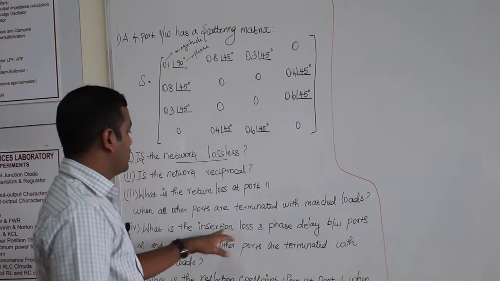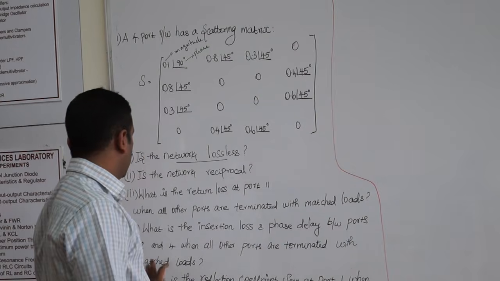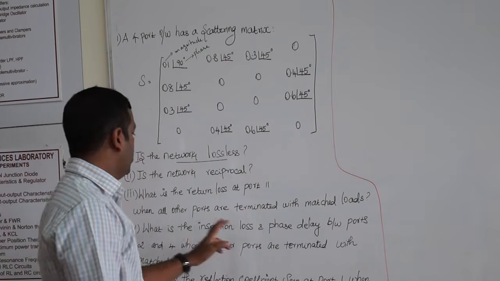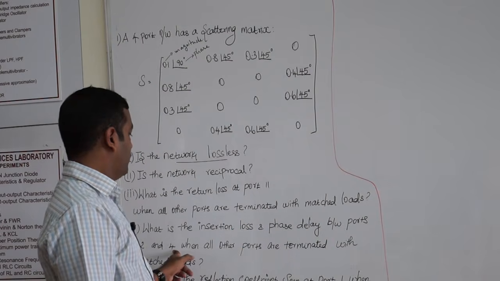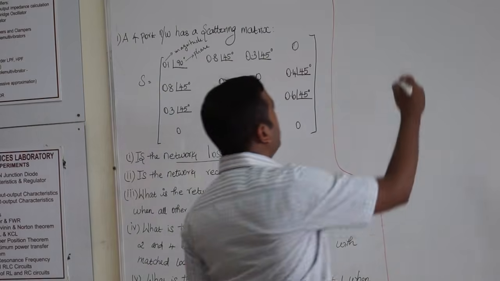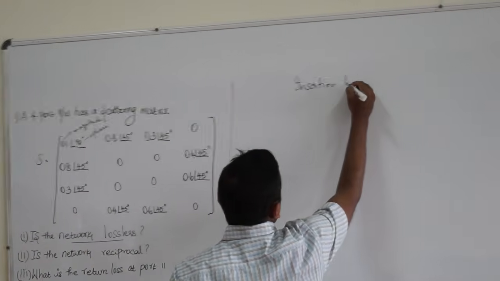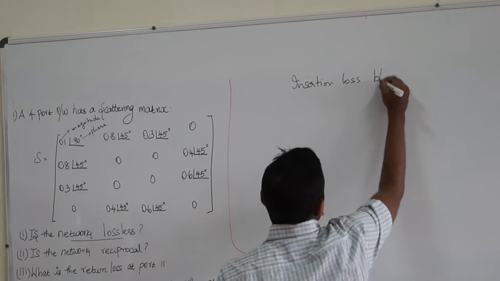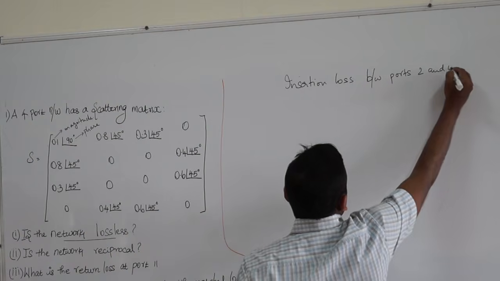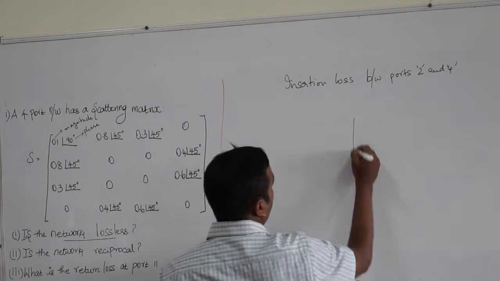What is the insertion loss and phase delay between ports 2 and 4 when all other ports are terminated with matched loads? What is the insertion loss? What is the insertion loss between ports 2 and 4 when all other ports are terminated with matched loads? So we are trying to find out the insertion loss between ports 2 and 4. If you go back and recollect the S parameters, let me just do it in a small way.